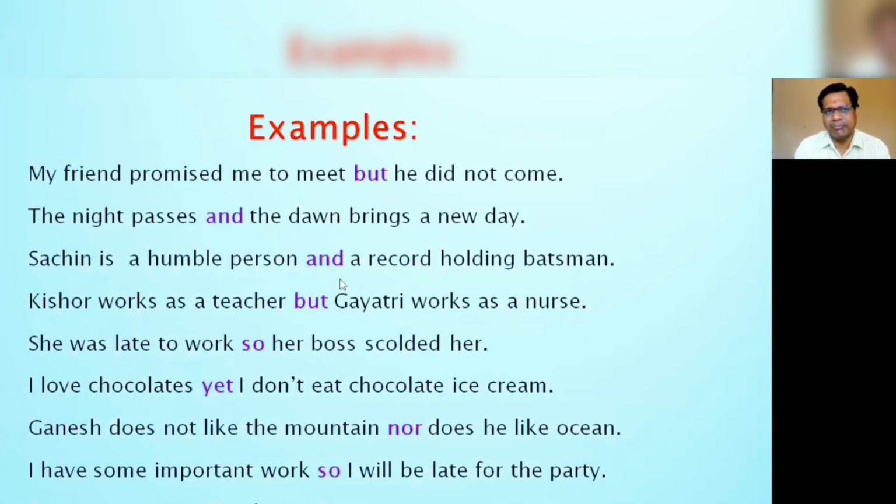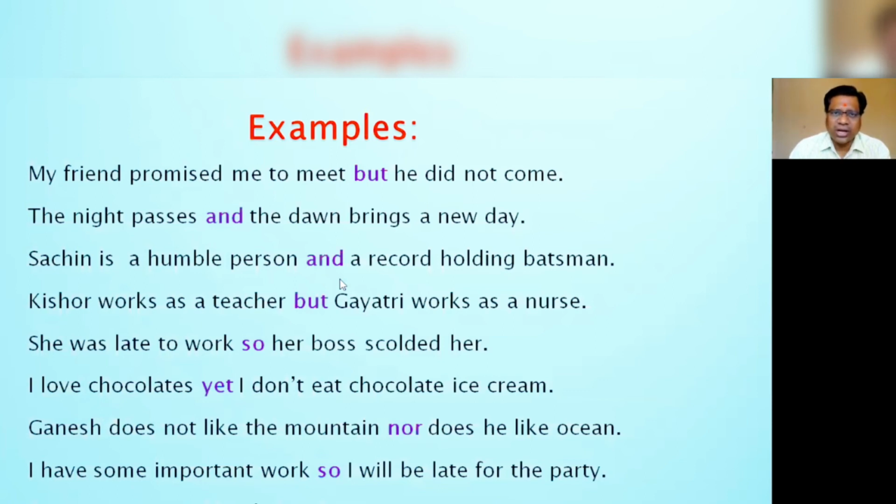So Sachin is a humble person, one independent clause. Sachin is a record-holding batsman is another important independent clause. So this is how we generally combine independent clauses together. That really makes a compound sentence. Let us look at another sentence here.